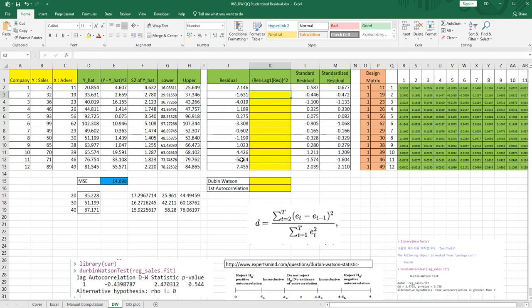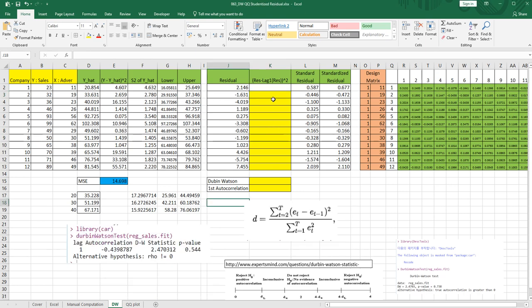In this video, I want to share how to analyze residuals by Durbin-Watson statistics and QQ-plot to test whether residuals have no correlation and also they follow normal distribution. Let's start from Durbin-Watson statistics.